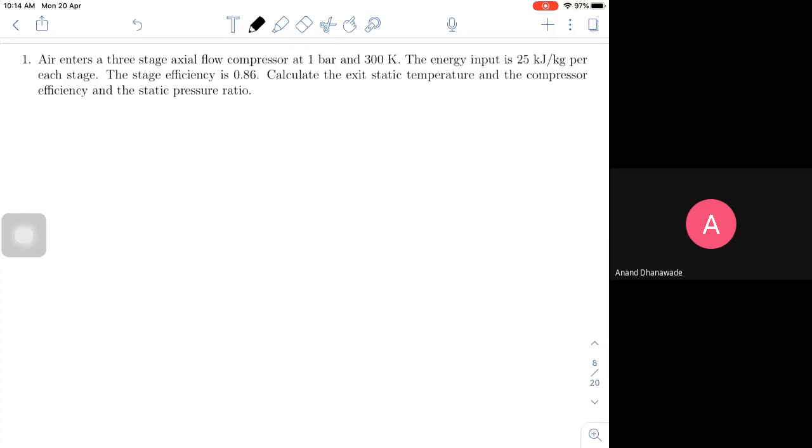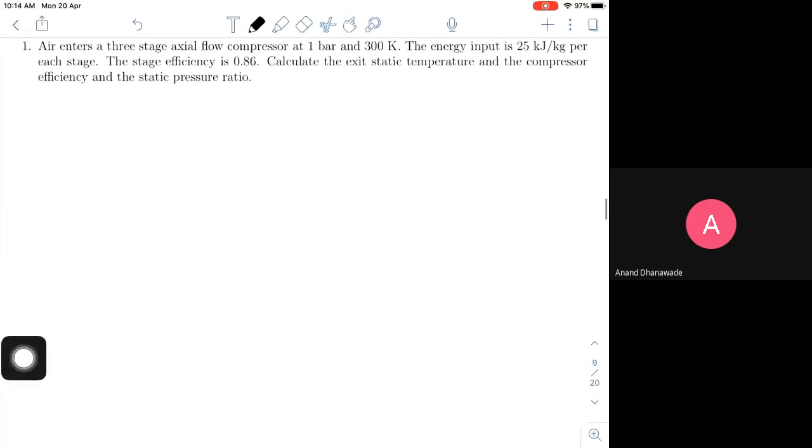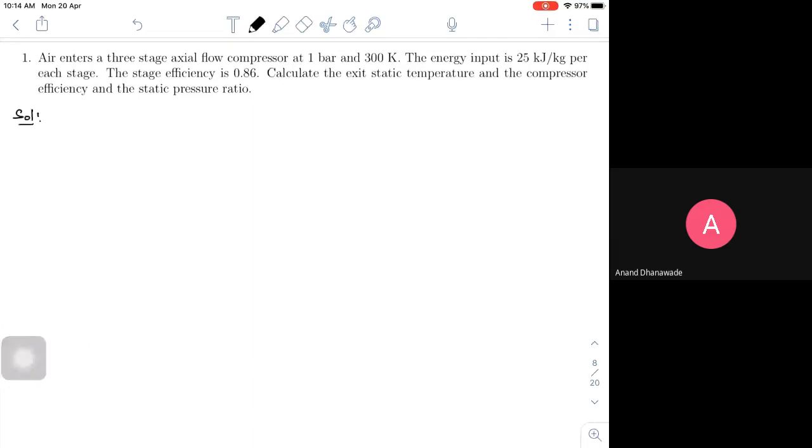Then let's write the data first. Then we'll put the corresponding TS diagram and we'll try to solve it. Fine. Solution. What is given? The number of stages, N, is equal to 3, and the pressure P1 at the inlet is 1 bar and the corresponding temperature is 300 Kelvin. And the work done per stage, that is, the stage work, is 25 kilojoules per kg. That is, it is a specific work.